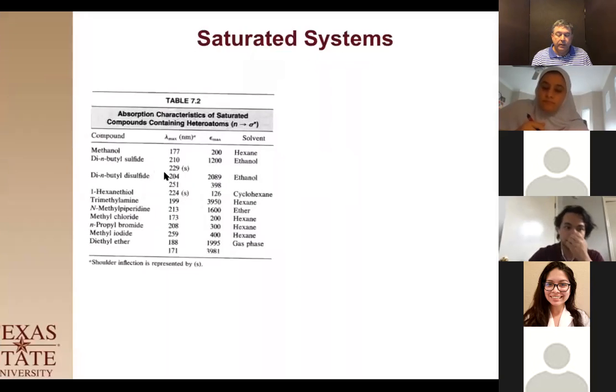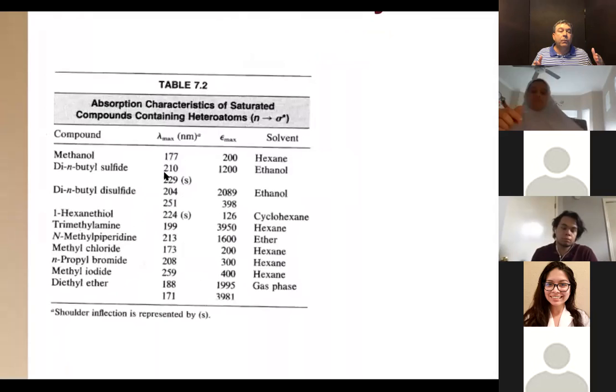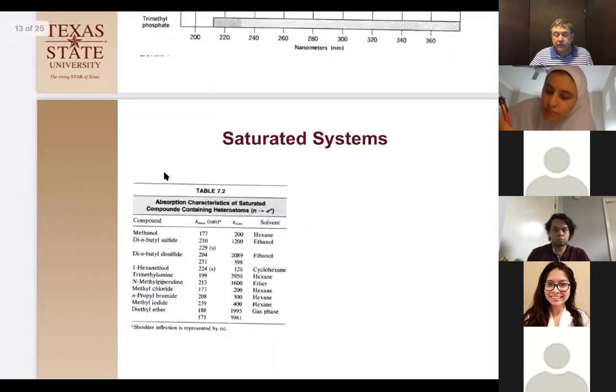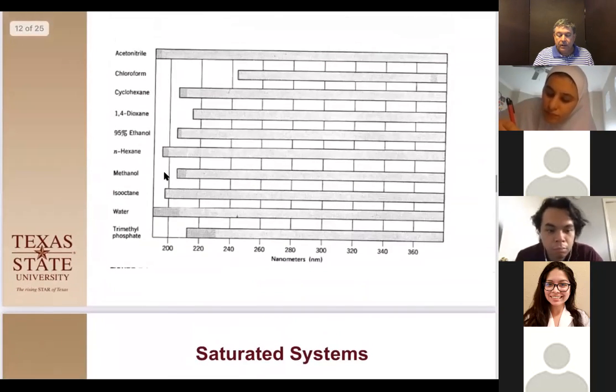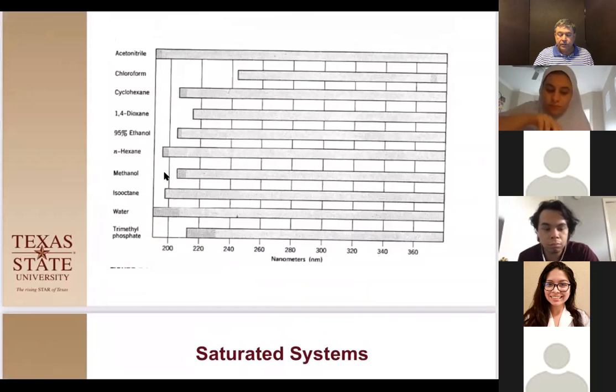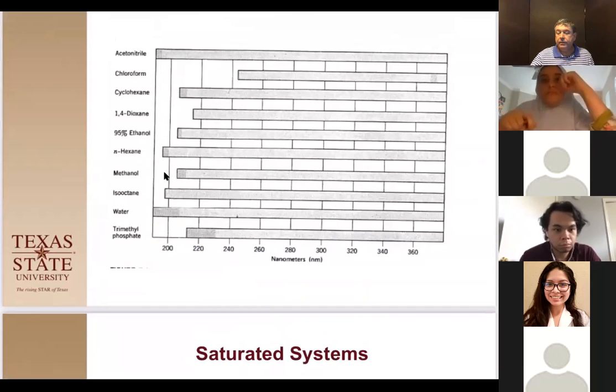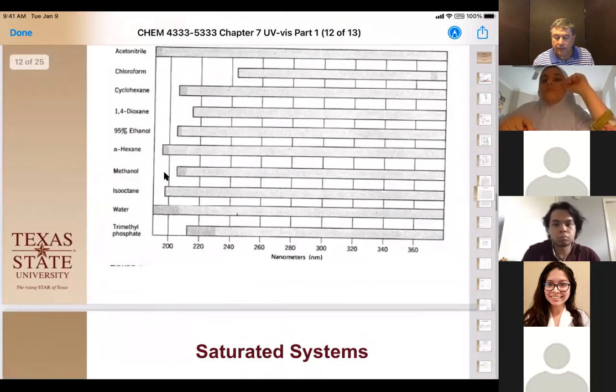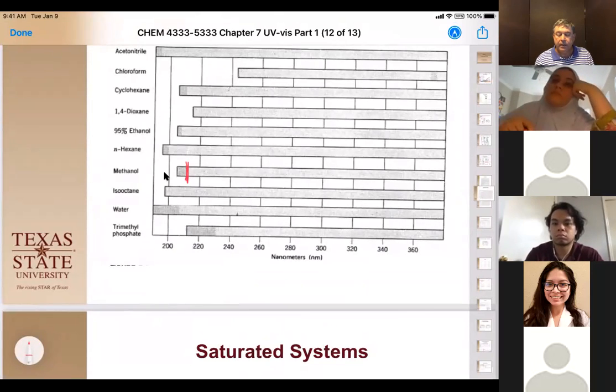Okay. Now notice that this methanol here starts absorbing. It has a lambda max at 177. Okay, so that means that's its lambda max, but it still has a tail on it. So that's why when we look at our solvent here, methanol actually has the useful range start up here at around 210. And the reason that it has this useful range starting there is because its lambda max is 177 right here, but it still has that tail, and that tail will affect the operating window of your solvent.